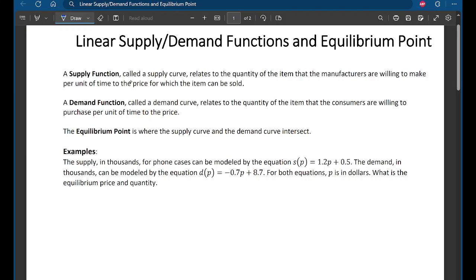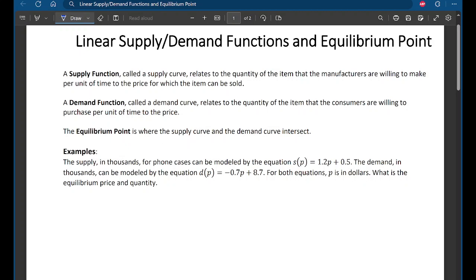A supply function, called a supply curve, relates the quantity of the item that the manufacturers are willing to make per unit of time to the price for which the item can be sold. A demand function, called a demand curve, relates the quantity of the item that the consumers are willing to purchase per unit of time to the price. The equilibrium point is where the supply curve and the demand curve intersect.